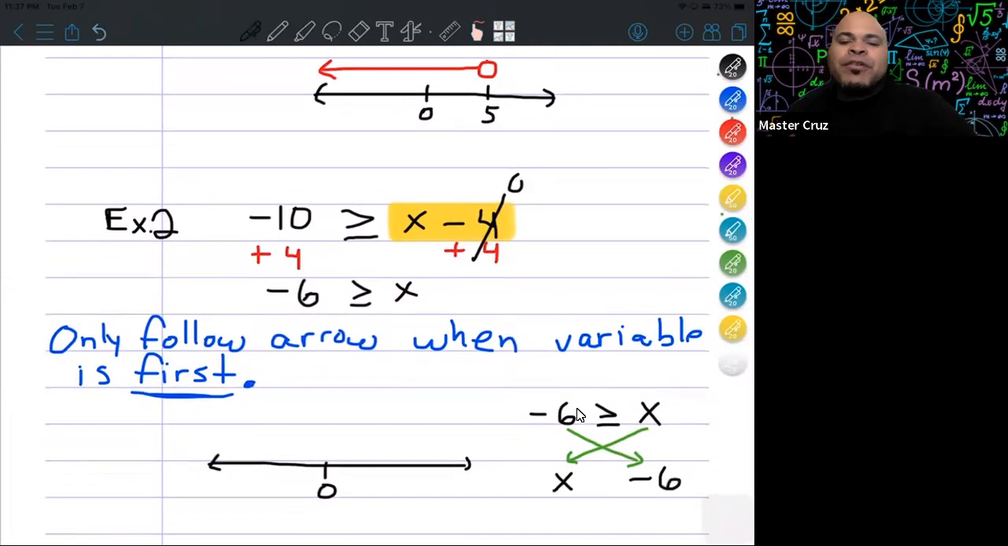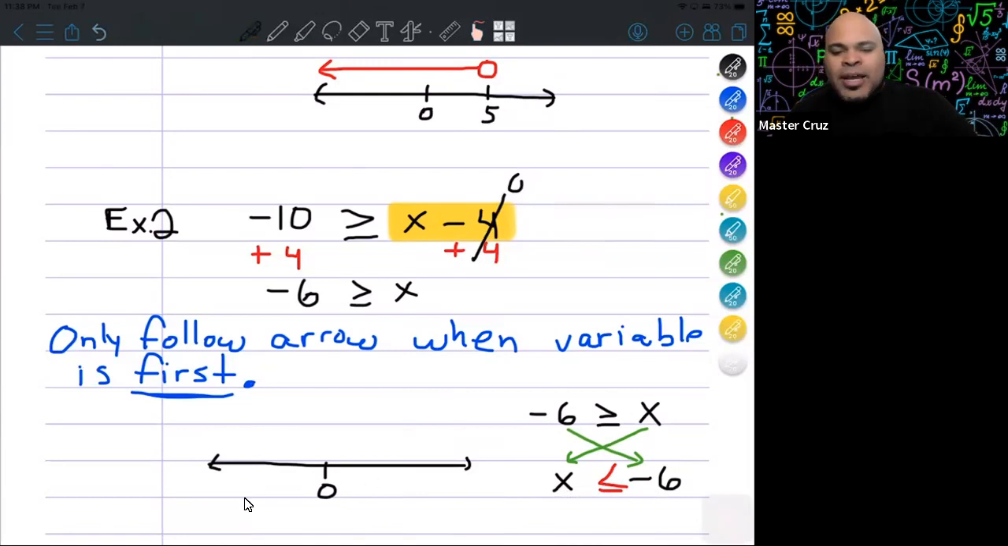And now, very, very important, I cannot change the meaning. As you can see, Pac-Man, if you will, or the alligator, is eating the -6 and is pointing to the x. So when I rewrite this, I have to make sure that Pac-Man is still eating the -6 and the pointy side is going to the x, so that this statement still holds true and I don't change its meaning. Now the variable is first. Now it's way easier to graph it. x is less than or equal to -6.